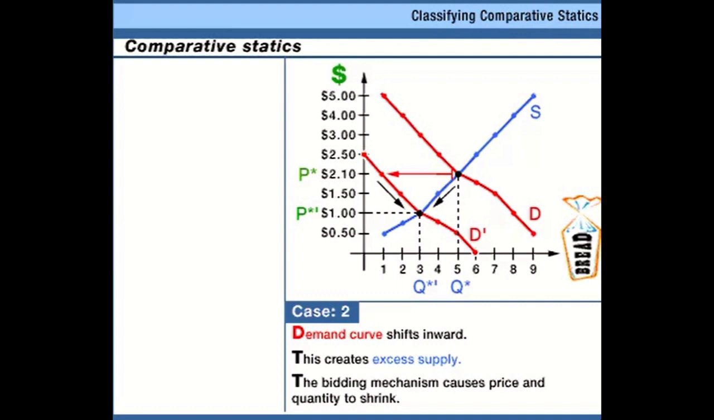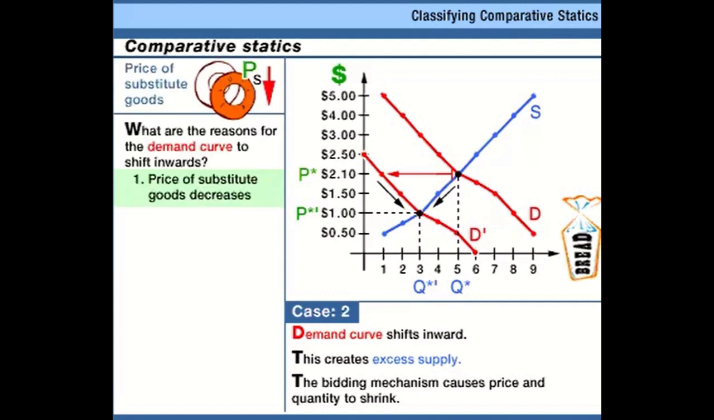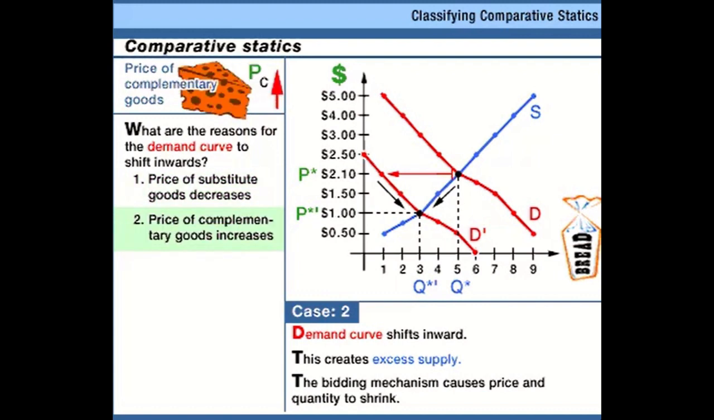Let's look at the stories that could result in an inward shift in the demand curve. The first thing would be if the price of substitute goods falls. If bagels become less expensive, then people will buy less bread and more bagels instead. If the price of a complementary good increases, like cheese, if cheese gets more expensive, people want fewer cheese sandwiches, and that means they will buy less bread at every price. The demand curve shifts inwards because of the higher price for a complement.